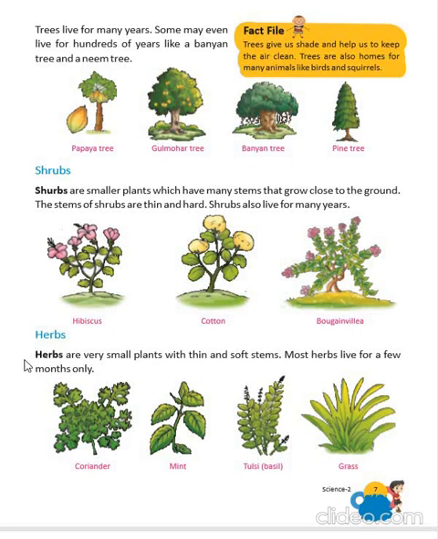Now come to herbs. Herbs are very small plants with thin and soft stems. Most herbs live for a few months only. It is coriander. It is mint. These all are herbs.